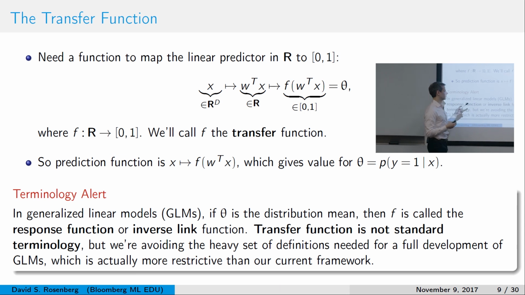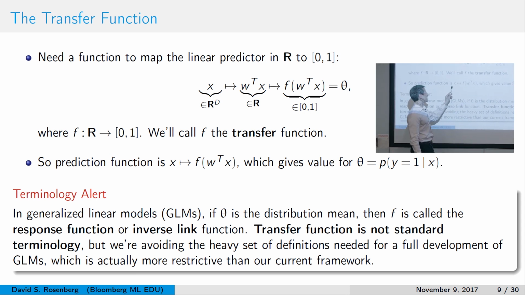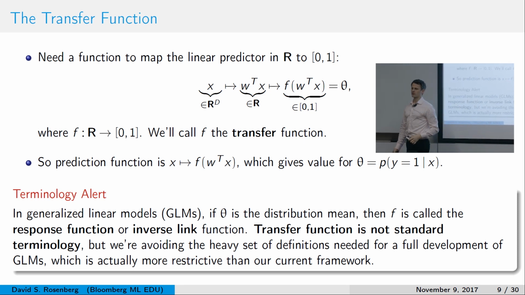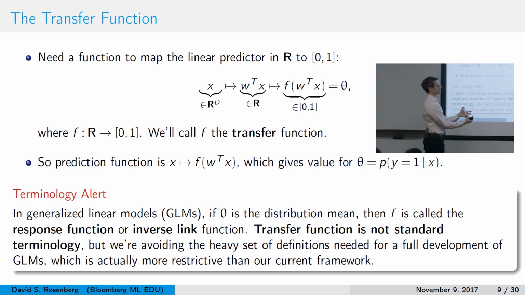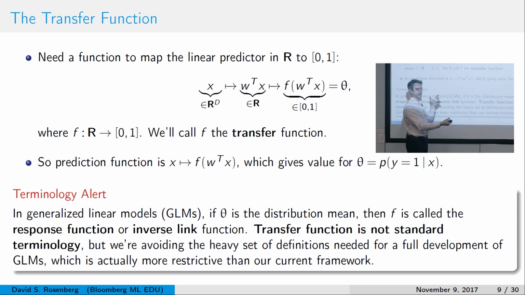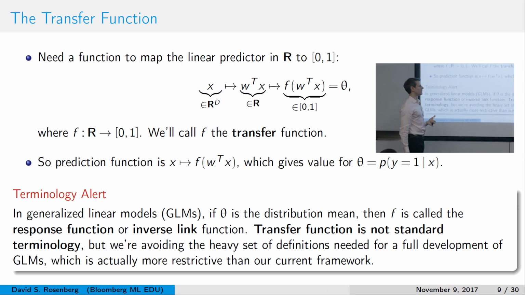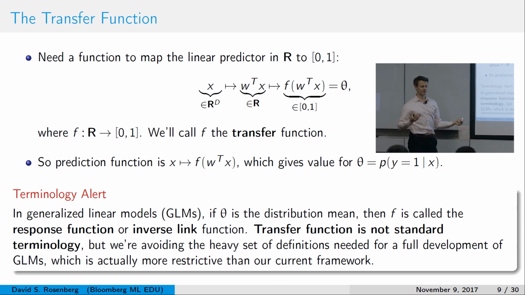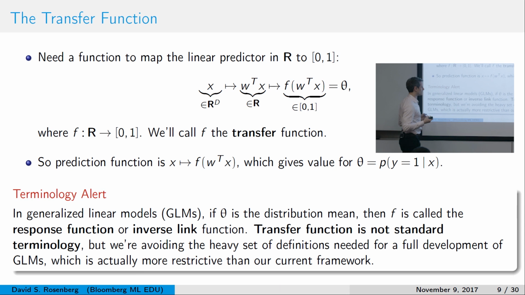But once we have that function, the full conditional probability model takes as input x and produces f of W transpose X. So all the information in x gets mapped down to a number, W transpose X, and that gets piped through a transfer function f, which takes this potentially arbitrary real number and maps it to be between 0 and 1. Now, whether it's doing anything useful or not, that's too soon to say. That'll come in our fitting procedure.